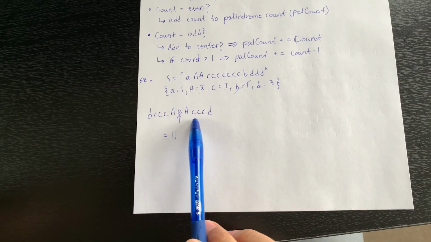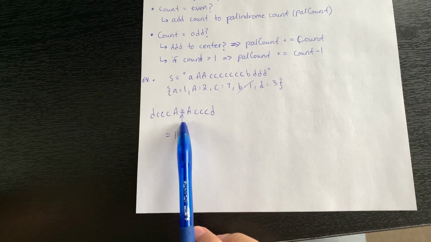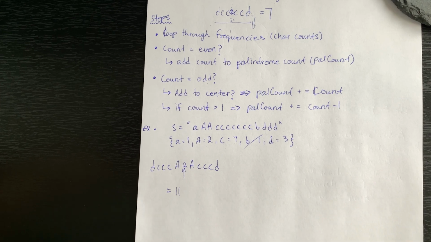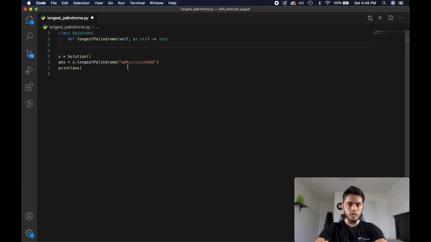I was just doing this here to illustrate how the palindrome would look as we're looping through the frequencies of our characters. All right, so let's look at an implementation of this in Python. We're starting off with the basic code that the question gives us.